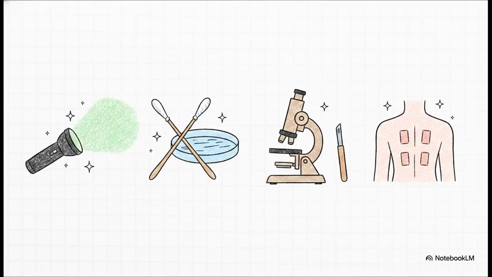But wait, there's a whole CSI lab toolkit here. We've got the Wood's light, which is a UV filter that makes certain fungi and bacteria glow these crazy fluorescent colors, like green for ringworm. Bacteriology cultures, swabbing to identify the exact bacterial culprit.